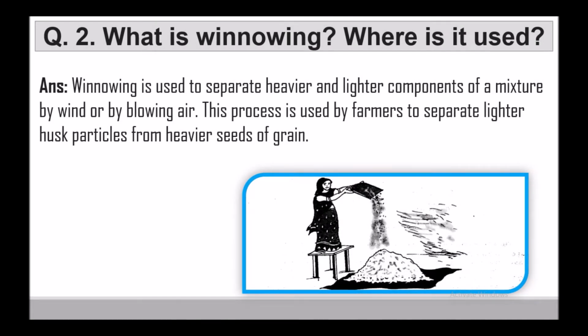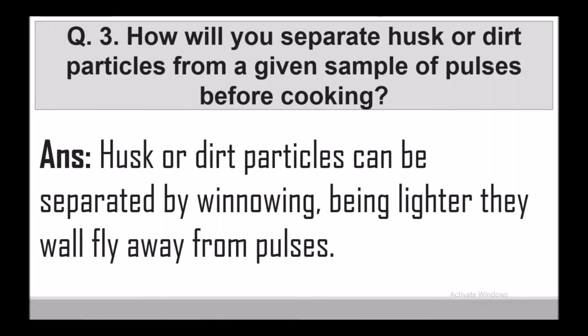Question 2 is, what is winnowing, where is it used? Winnowing is used to separate heavier and lighter components of a mixture by wind or by blowing air. This process is used by farmers to separate lighter husk particles from heavier seeds of grain. Question 3 is, how will you separate husk or dirt particles from a given sample of pulses before cooking? So here is the answer. Husk or dust particles can be separated by winnowing. Being lighter, they fly away from the pulses.